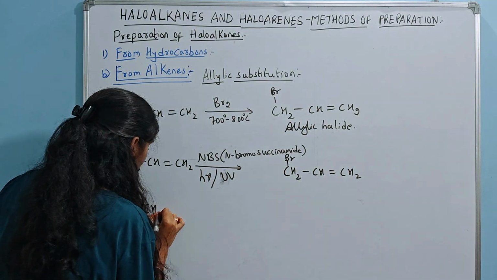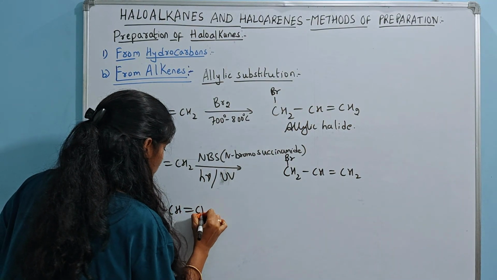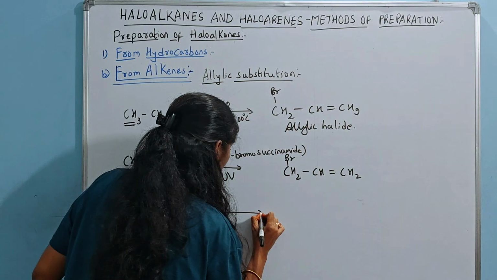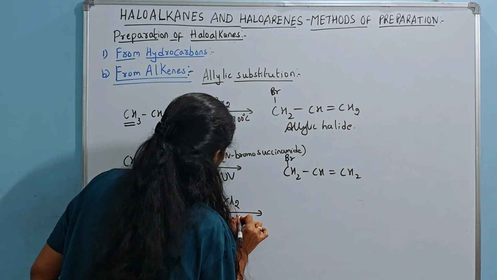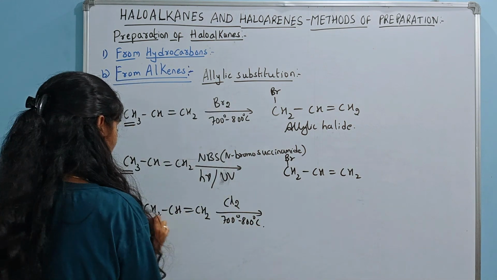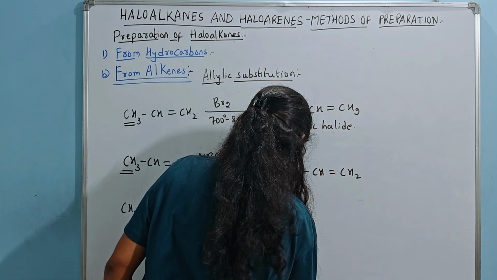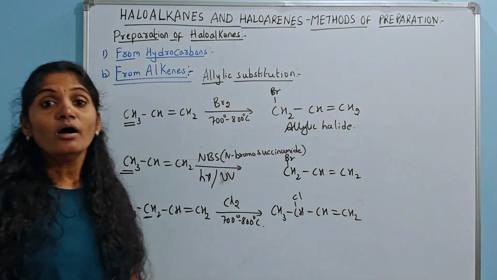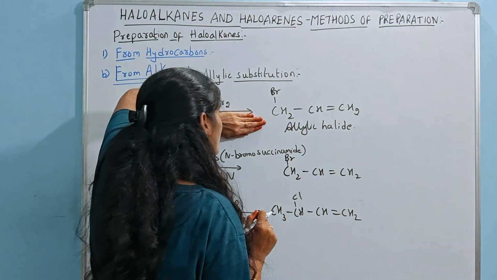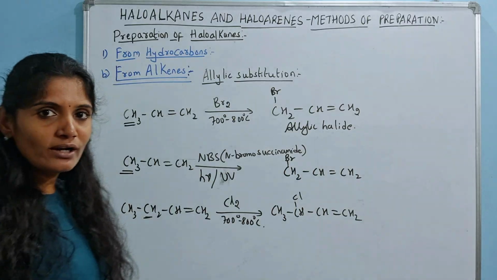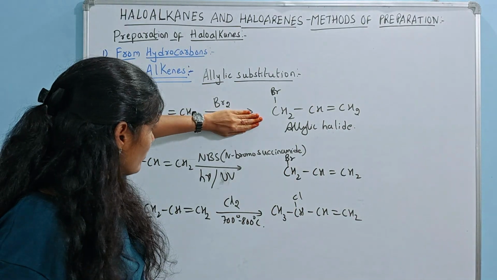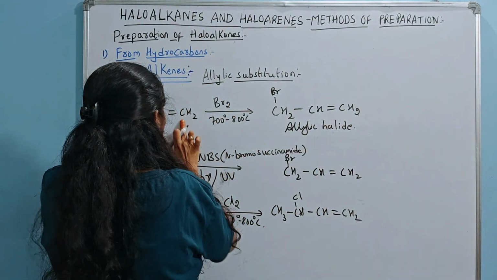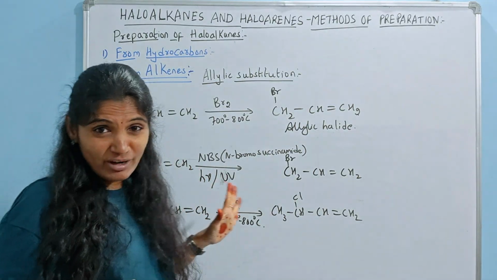Now you can take one more example. You can take any example here. Now I will take Cl2 in the presence of 700 to 800 degrees Celsius. Where is my allylic position here? Here. So my substitution will happen at the allylic position, so the double bond will not be affected. If I don't take this 700 to 800 degrees Celsius, and imagine I have not given these conditions, then what will happen? Halogenation will happen, and both the halogens will get added to the double bonded carbons. Is halogenation happening here? No.